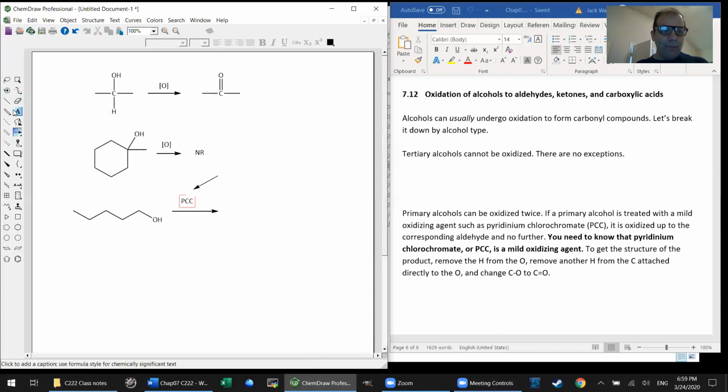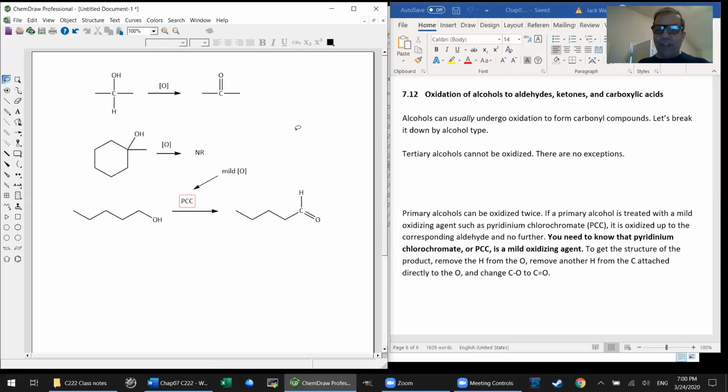And so if you treat a primary alcohol with PCC, the product that you get will be the corresponding aldehyde. So an oxidation will occur, but the primary alcohol will get oxidized up only 1 notch, so to speak. And it will stop at the aldehyde and go no further. So you'll get the aldehyde with the same number of carbons as the primary alcohol you started with. So PCC oxidizes primary alcohols to the corresponding aldehyde.